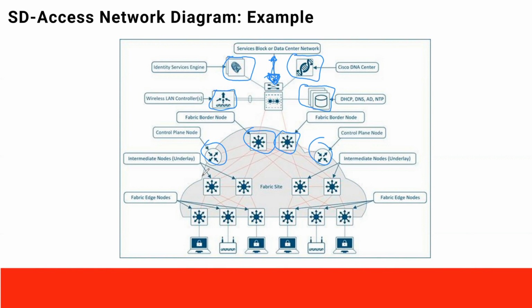These are the intermediate nodes, which are just a part of the underlay and help connect many edge nodes. If there are many edge nodes and there are not sufficient ports on the fabric border node, that's where we can use an intermediate node, only for the underlay, to connect these many edge nodes to the border and establish IP reachability. And these are the endpoints, which connect only to the fabric edge nodes and no other nodes.